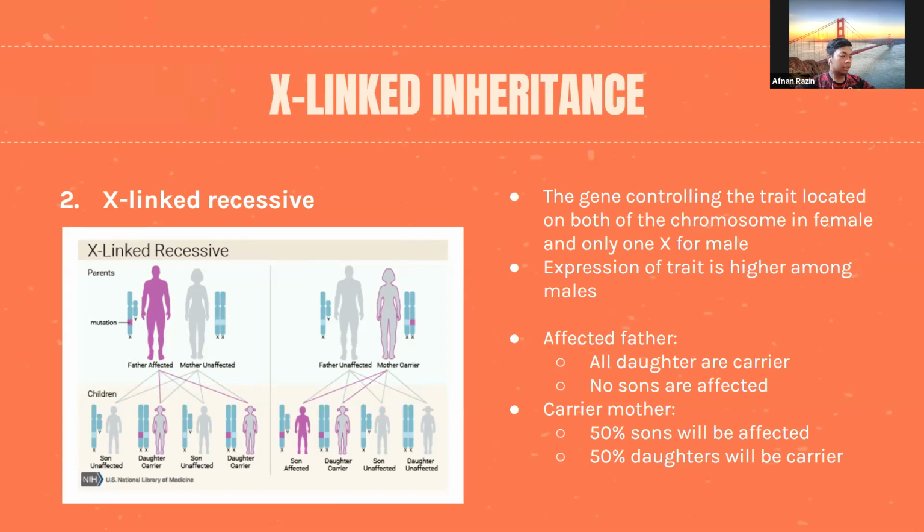Okay, as you can see in the picture here, the affected father will pass it to all daughters, but all the daughters can be carriers, and no sons are affected. For a carrier mother, there is a 50% chance of the sons being affected, and a 50% chance of the daughters being carriers. But this only applies if the carrier mother does not marry an affected father. If the carrier mother marries an affected father, there is a chance of getting an affected daughter as well.